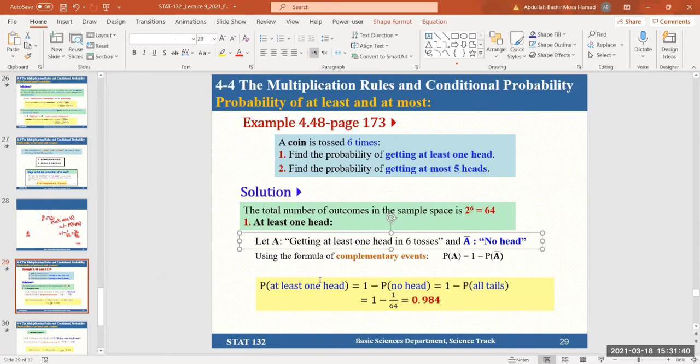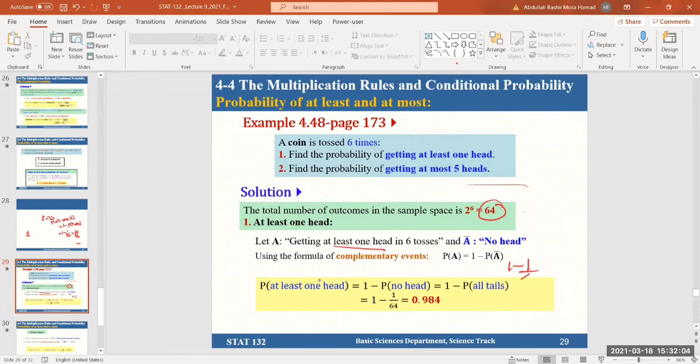Example, coin 6 times. How many outcomes do we have? 2 power 6, which is 64. This we already know. Now find the probability of getting at least one head. It is 1 minus 1/64, which is 63/64.